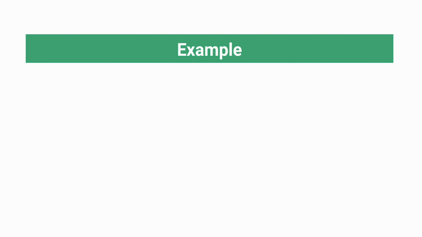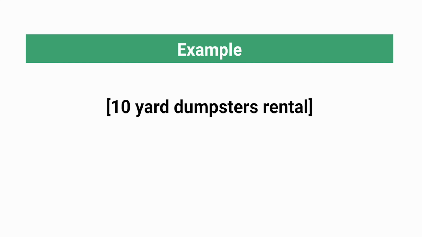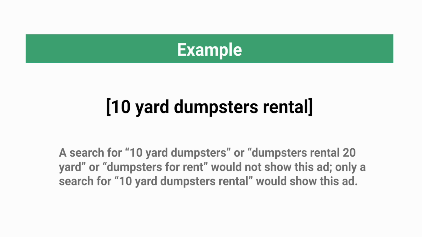Now we will look into an example for exact match type keywords. The exact match type keyword that I'm going to use is 10-yard dumpsters rental. When a user searches for 10-yard dumpsters or dumpsters rental 20-yard or dumpsters for rent, none of them would show the ad. Only a search for 10-yard dumpsters rental would show it, since it is an exact match. The exact keywords would trigger the ad.